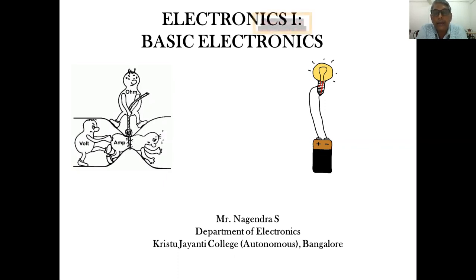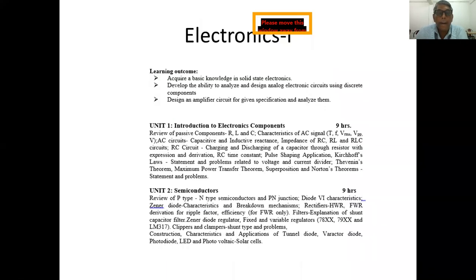Today I'll give you some introduction about basic electronics, Electronics 1, Unit 1. I'm Nagendra S, Department of Electronics, Kristu Jayanti College, Bangalore. This is about the content part of Electronics 1. Electronics 1 has 5 units: Unit 1 is introduction to electronic components, Unit 2 is semiconductors, and 3, 4, 5 are about transistors.